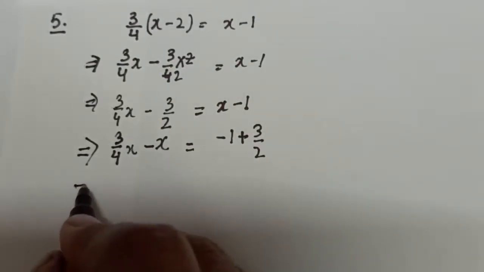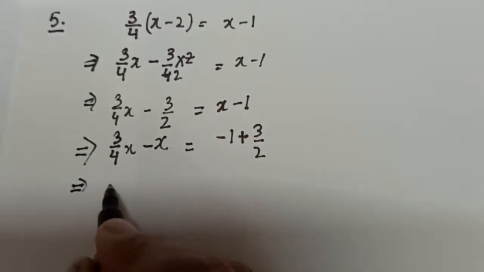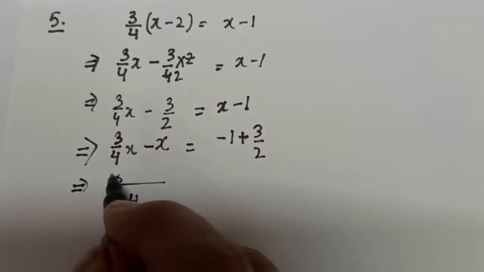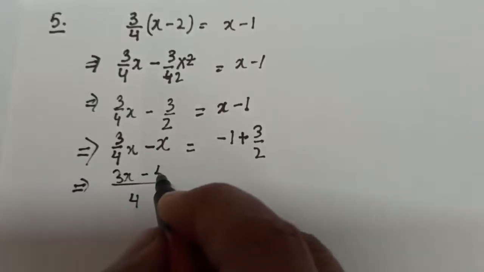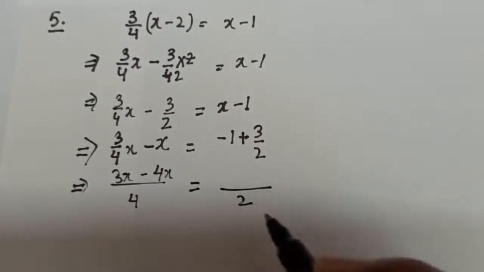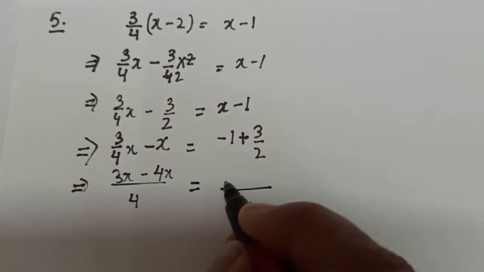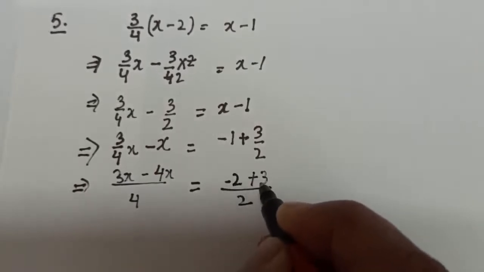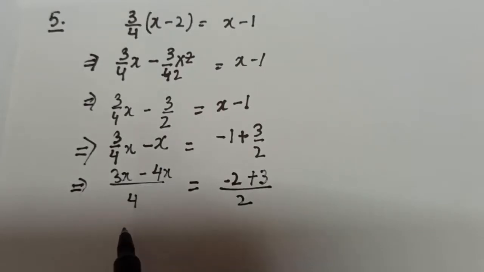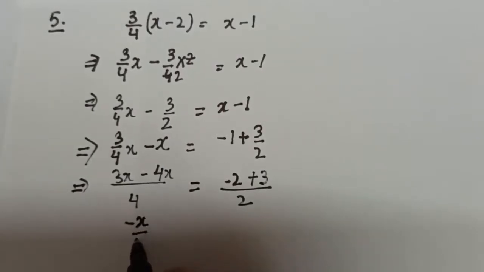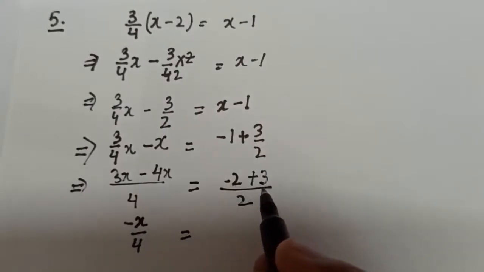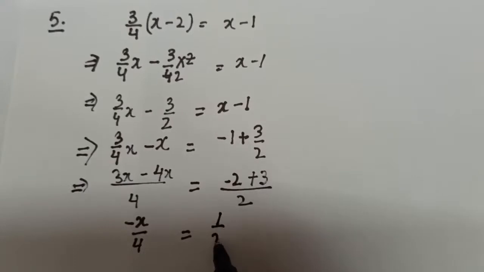Now in fractions, we know we have to take the LCM to solve it. 4 is the LCM on this side, so we get 3x minus 4x, it is equal to, here 2 is the LCM on this side, so when we multiply it, it is minus 2 plus 3. Alright, 3x minus 4x is minus 1x, so it will be written as minus x on 4. It is equal to, here minus 2 plus 3 is 1, so 1 on 2.